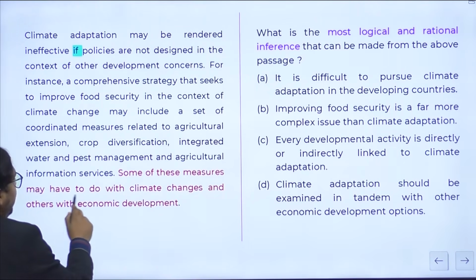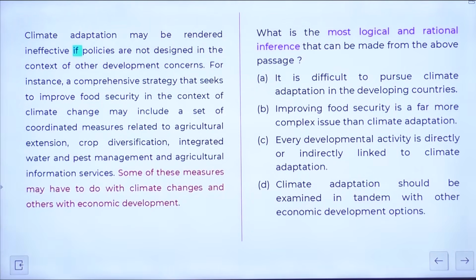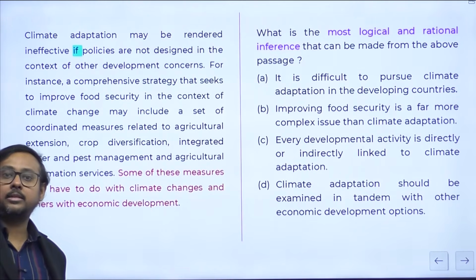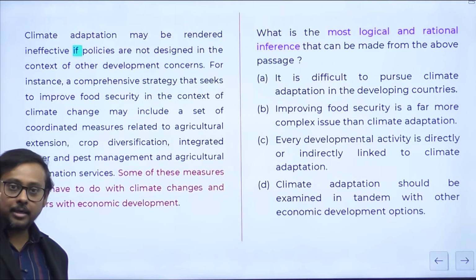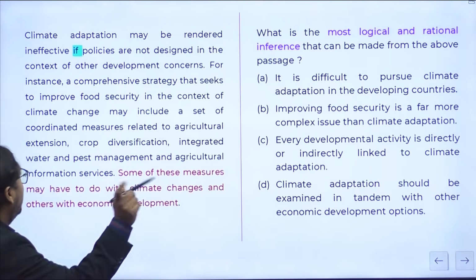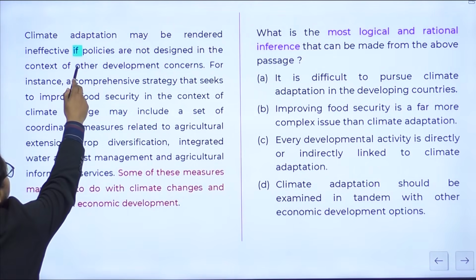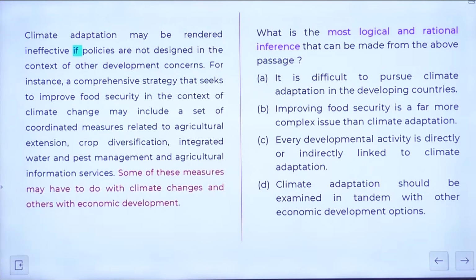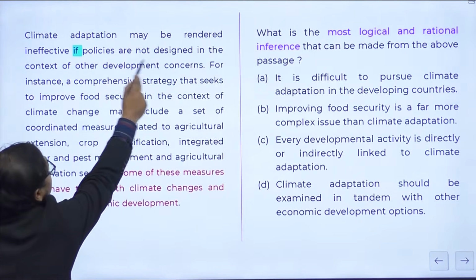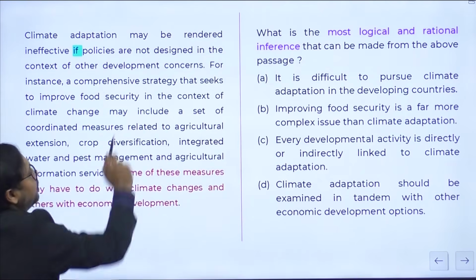Some of these measures may have to do with climate changes and others with economic development. You mark it in your passage when you practice. So this is an exercise you do. Another, these highlighted words. Yesterday, I told you that "if" is a very important word, right? If policies are not designed in the context of other development concerns, climate adaptation may be rendered ineffective. So the focus is: if policies are not designed in context of other development concerns.